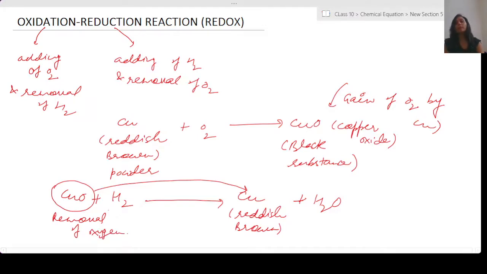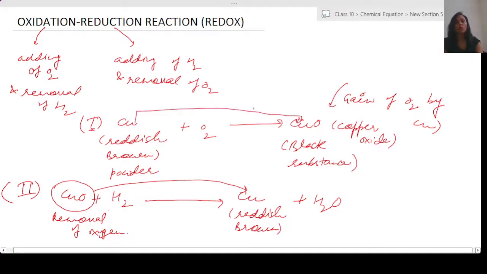Correct. Now coming back to the topic oxidation and reduction. What is oxidation? Oxidation is simply the gaining of oxygen. So now here you can say this is the first step, and this is the second step of the reaction. In the first step, copper has gained oxygen, right? Copper is changing to CuO. So this is an oxidation reaction.